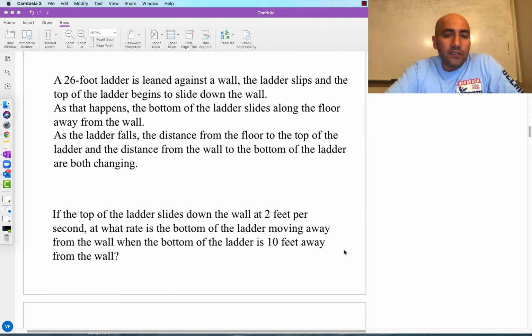As the ladder falls, the distance from the top of the ladder and the distance from the wall to the bottom of the ladder are both changing. Okay, so if the top of the ladder slides down the wall at 2 feet per second, that's a speed, right? 2 feet per second. That's a rate of change. At what rate is the bottom of the ladder moving away from the wall when the bottom of the ladder is 10 feet away from the wall?